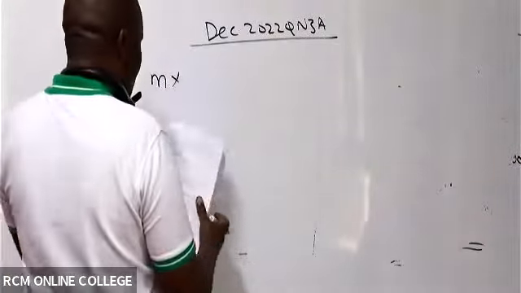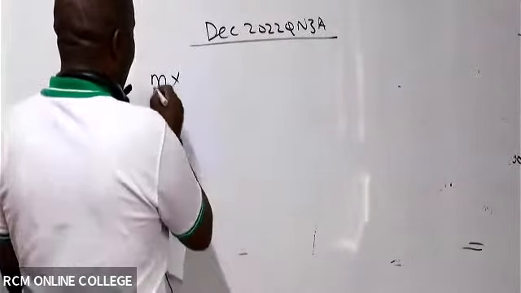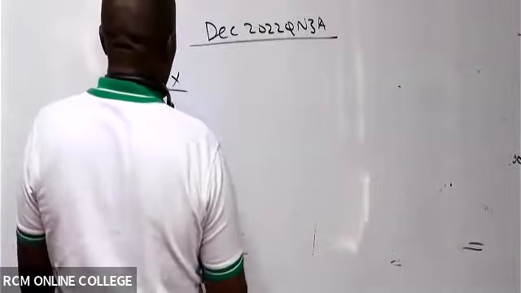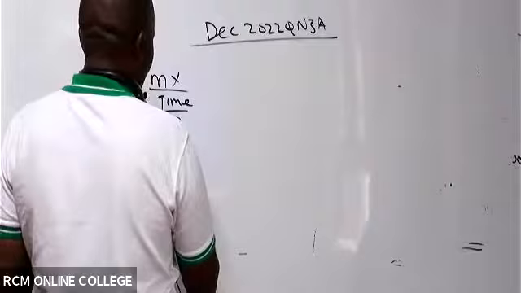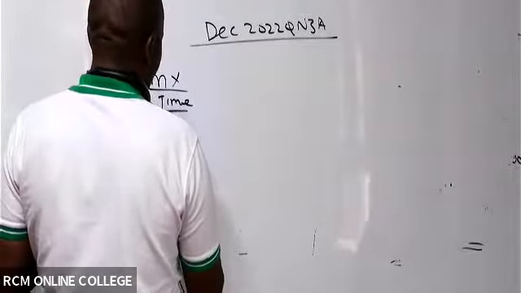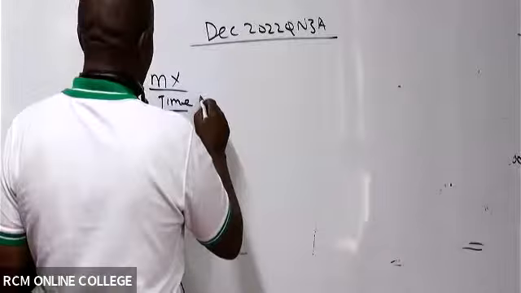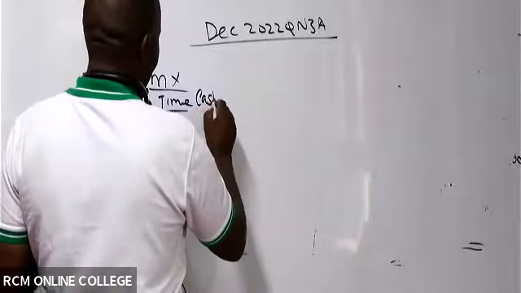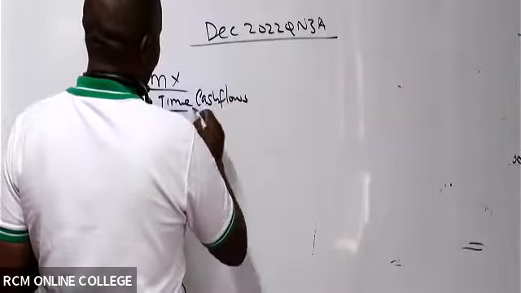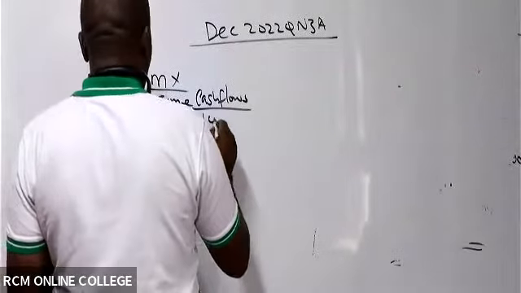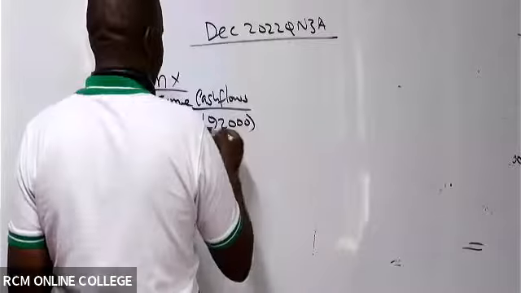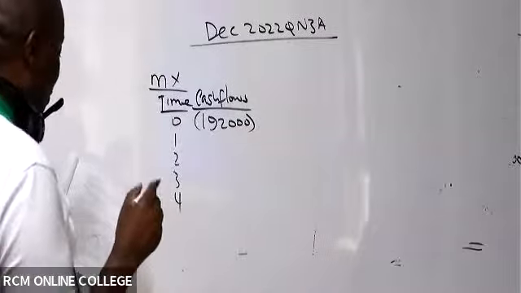This examiner loves you people because you can see project MX, he has given us already the time: 0, 1, 2, 3, 4. And then he has given us cash flows. So cash flow at time 0, 192,000. This is an outflow. Time 0 is now.